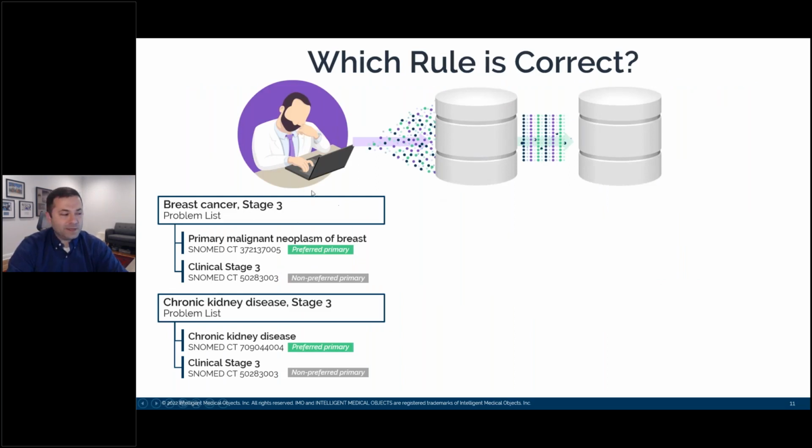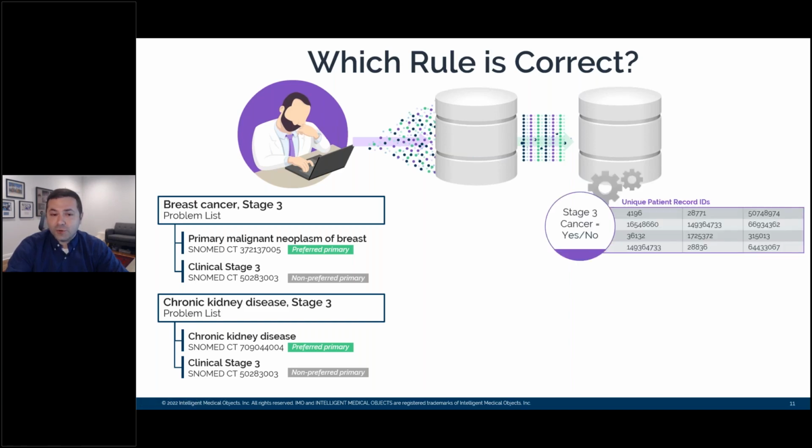If you have a patient population that has breast cancer stage 3 on a problem list, like a single patient, and you have another patient over here that has chronic kidney disease stage 3 on their problem list as well, and you're saying, show me all patients that might have a stage 3 cancer, because you might want to do this for research, for quality insights, for AJCC cancer survivorship plans, a whole host of different reasons, but we're going to use this as an example.